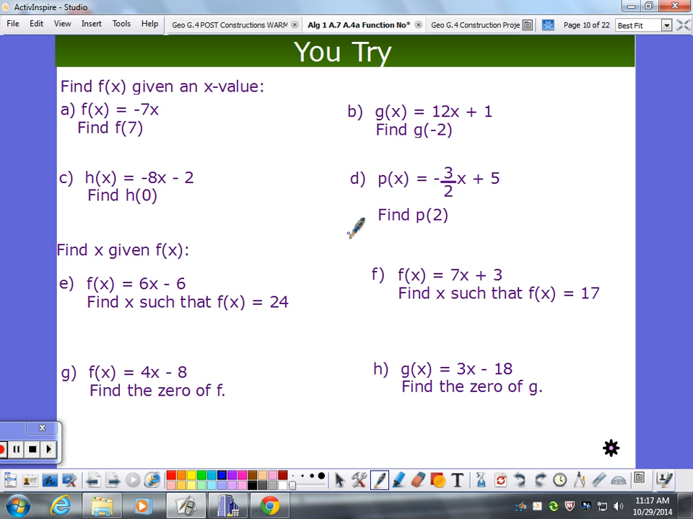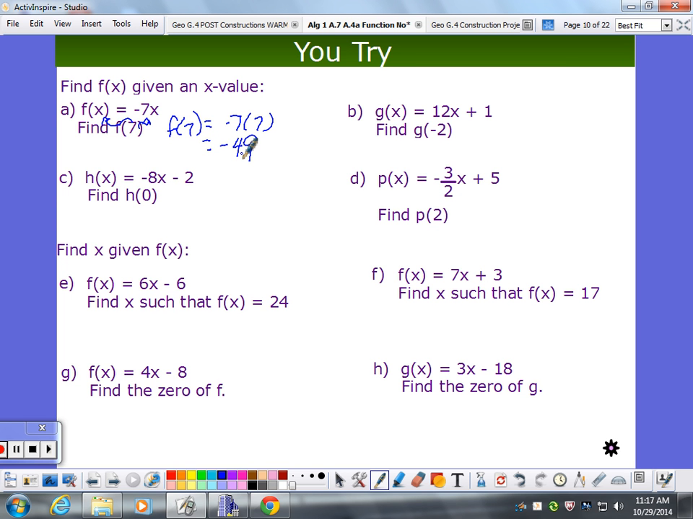We've got a couple of new tries. I just want to do a few together to recap. So if f of x is negative 7x, how do you find f of 7? Danny, how would I do that? Yes. So f of 7 equals negative 7 times 7, because we already filled in that one. Now put it here. So what's f of 7? Negative 49.